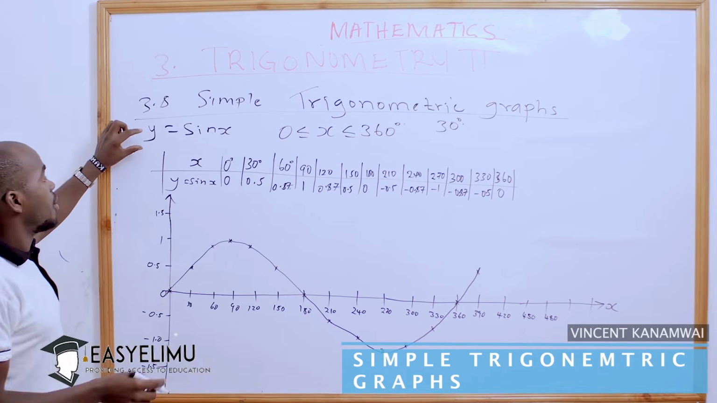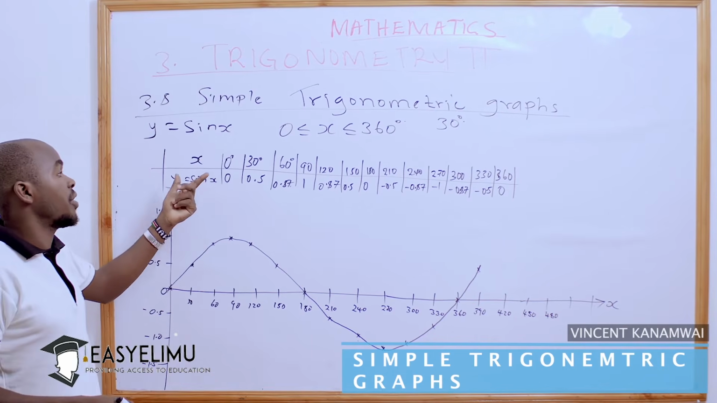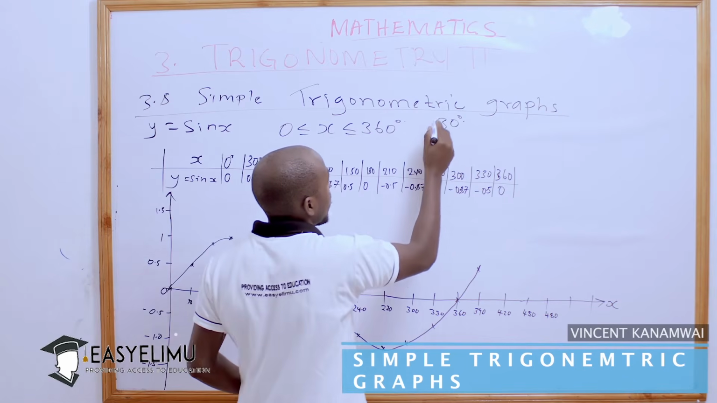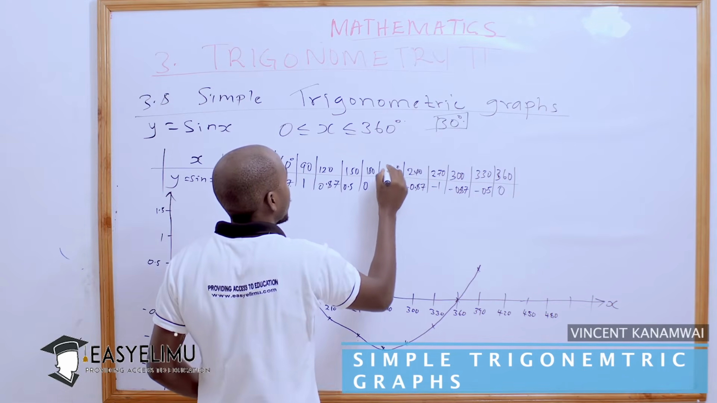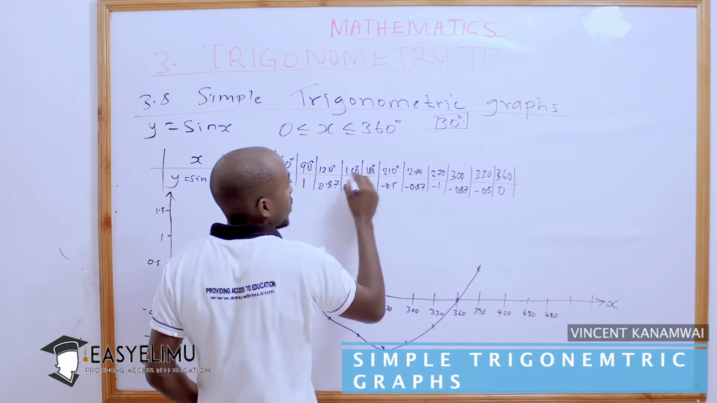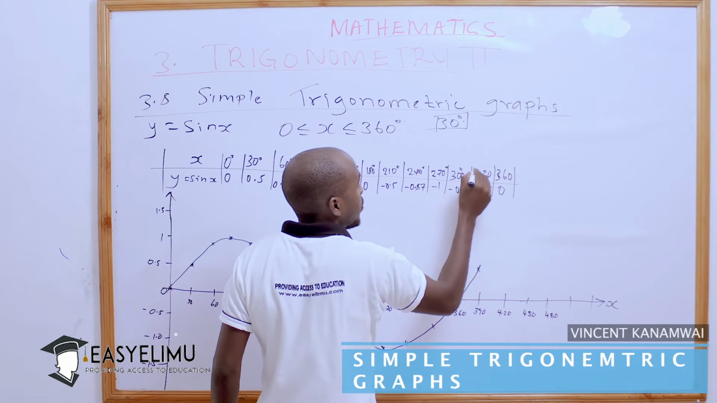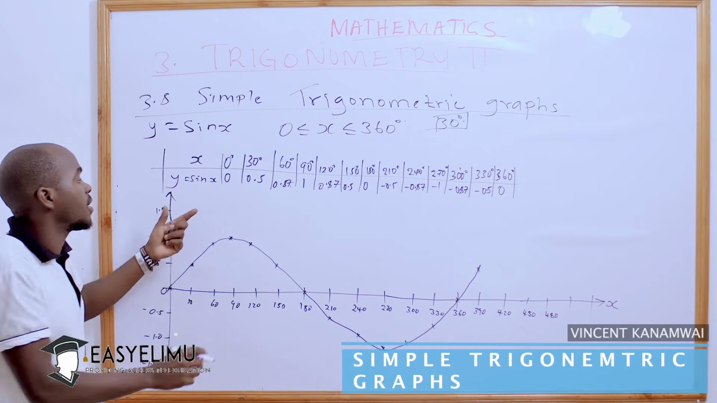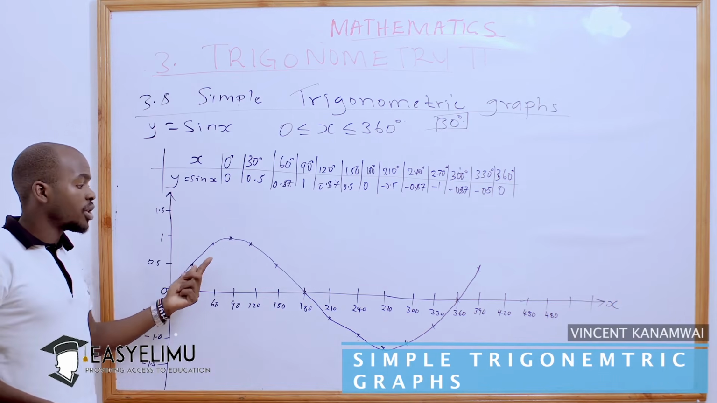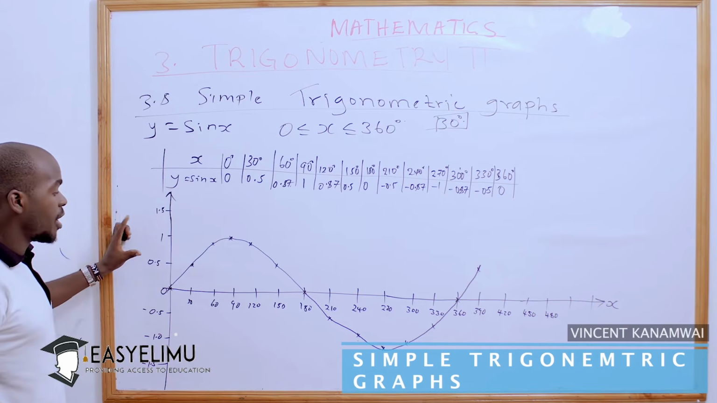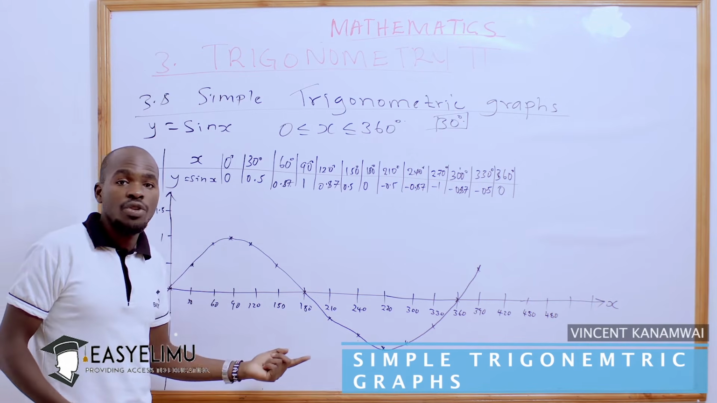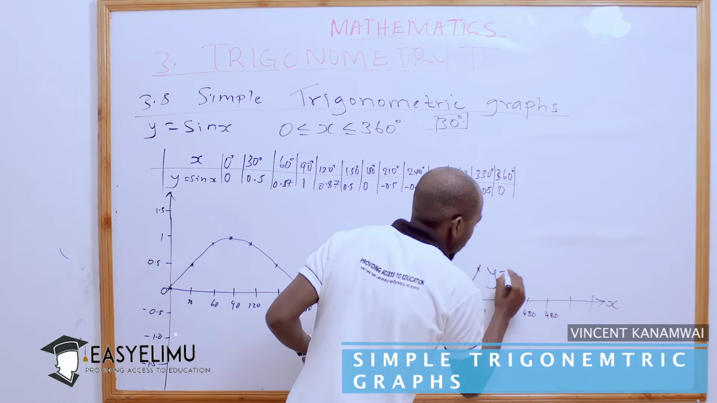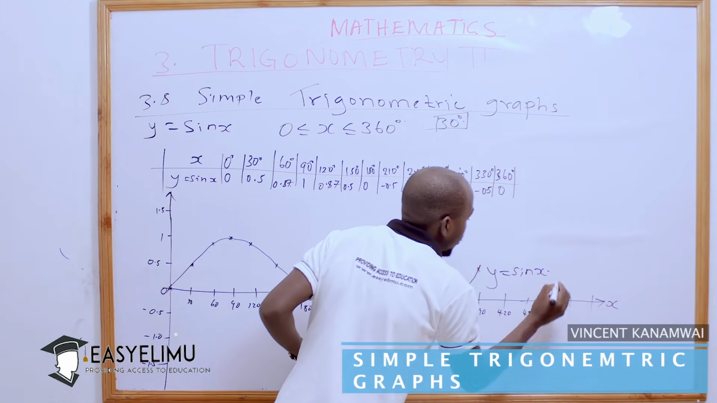So, if we draw a table of y equals sine x, we are going to get that the values of x with the range of intervals of 30 degrees will relate with the graph I have drawn at this point. And if you plot the graph on a Cartesian plane, you will find that the graph of y equals sine x looks like the one I have drawn here.